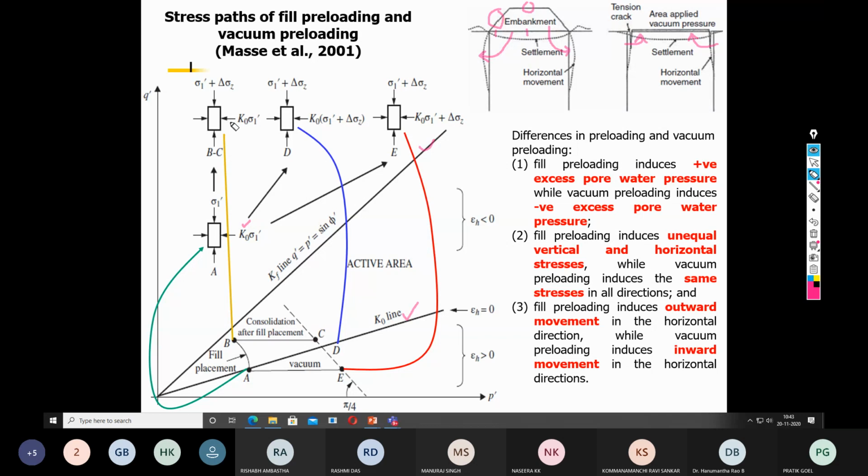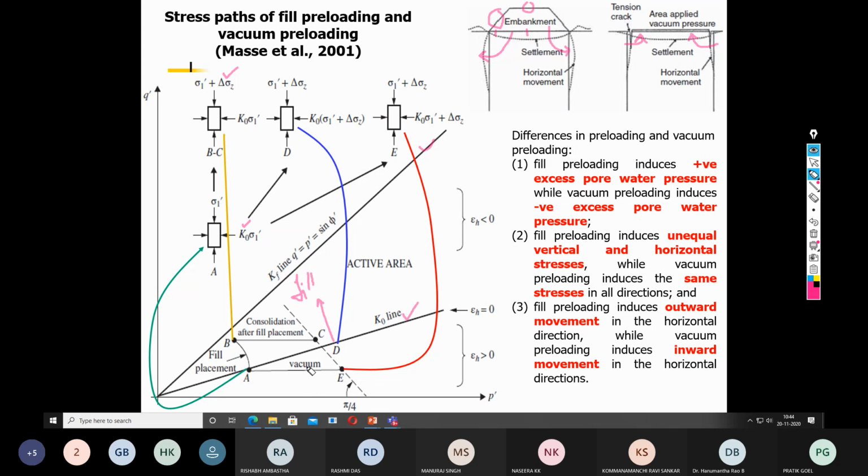That is what is represented by AB. Here you are increasing delta sigma, and the same load is maintained for a certain time. That is B to C, consolidation after fill placement. From A to B, we have filled or imposed the surcharge load. B to C, the same is kept constant for a certain time, and because of this there is consolidation. So we achieve the C condition. Now, this graph also talks about two things. From the K0 line, if you go above, this talks about the fill condition, that is preloading.